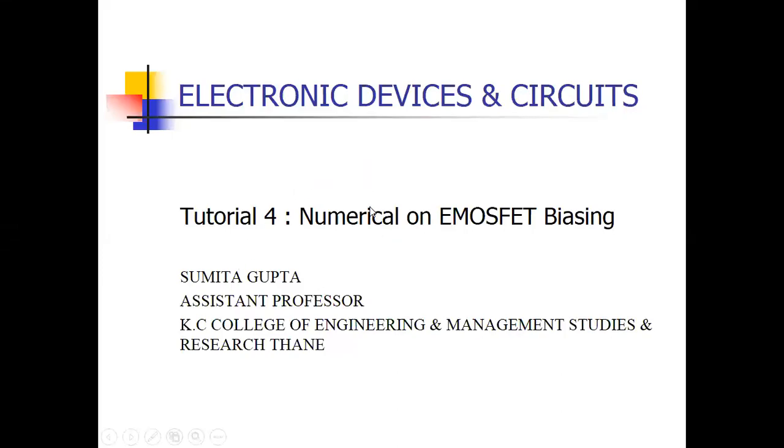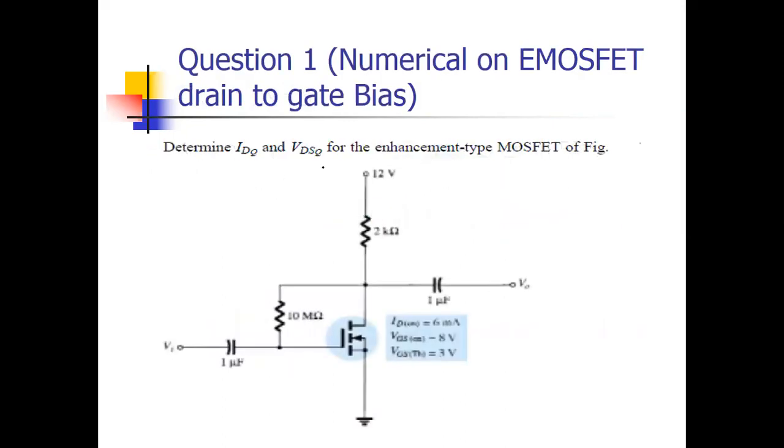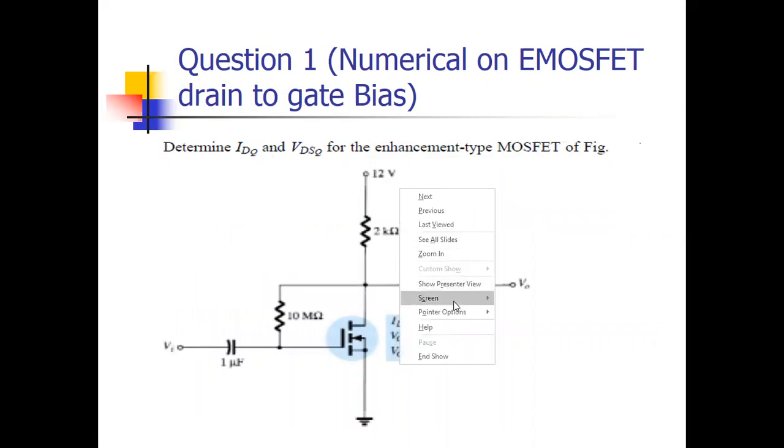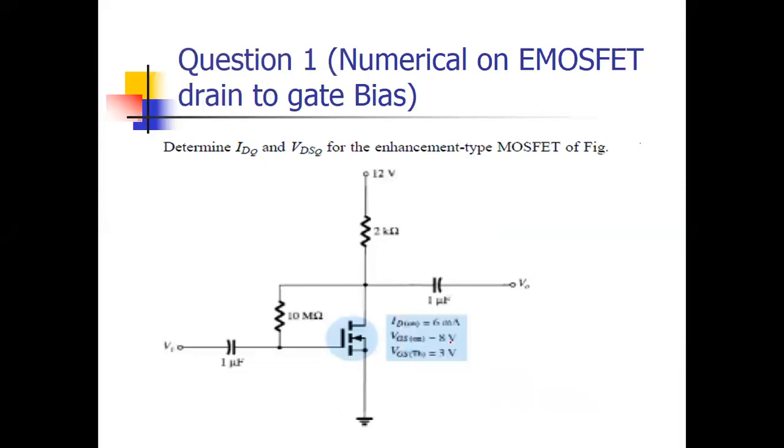Welcome you all to my fourth tutorial of electronic devices and circuits, that is numerical on e-MOSFET by C. Today we will solve two numerical on e-MOSFET: gate to drain bias and e-MOSFET voltage divider. First of all, we will solve the numerical for e-MOSFET drain to gate. If you remember my previous lecture of e-MOSFET, then you can understand the concept of e-MOSFET biasing. You can refer to those lectures for the detailed working of drain to gate bias.